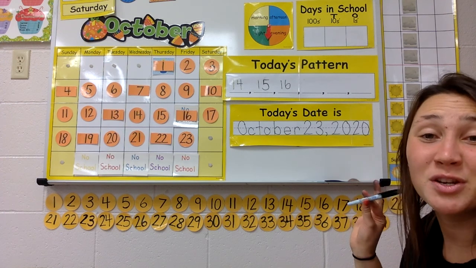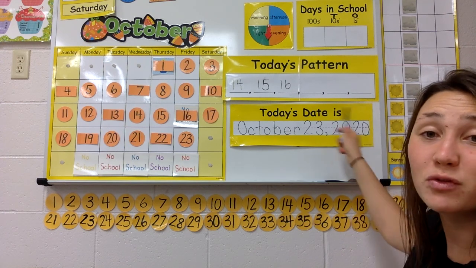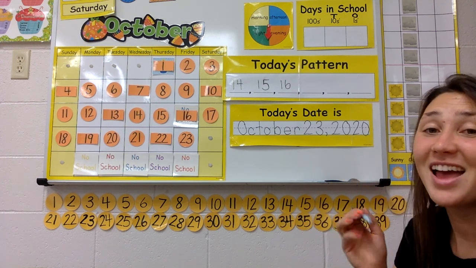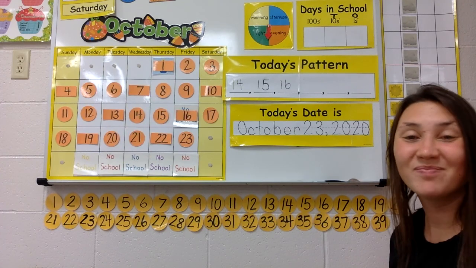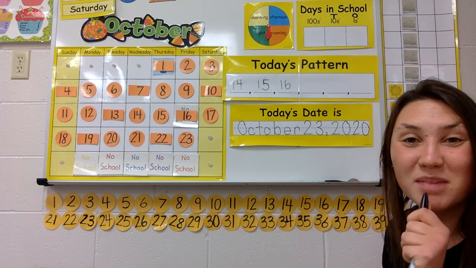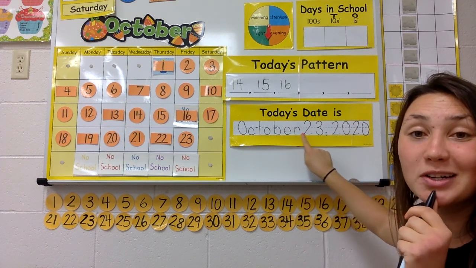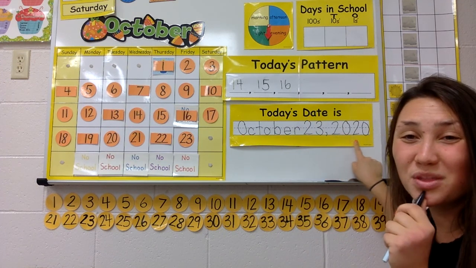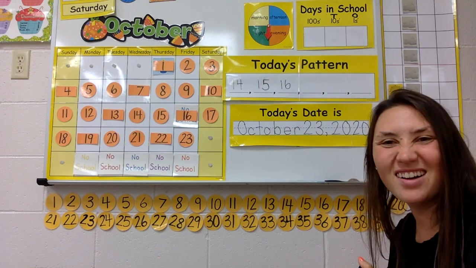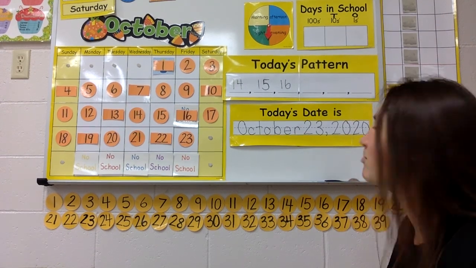You know what time it is when you've written your whole date, grab your microphone and announce the date with me. Ready? Good morning, Milwaukee. Today's date is October 23rd, 2020. All right, good job. Thank you for doing that with me.